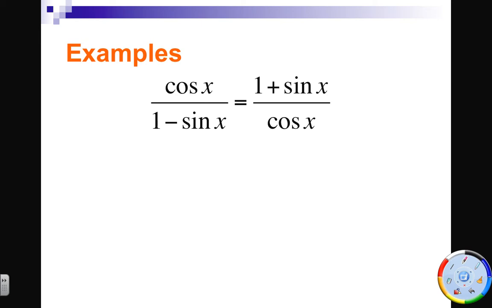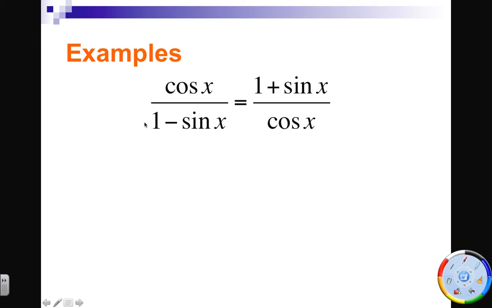Now, in this particular case, you could work with either side. You could work with the left side first or the right side first. You could use either one, but I like the left one a little bit more just because the more complex thing is in the denominator. So it looks more complex to me. So I'm going to deal with this one.